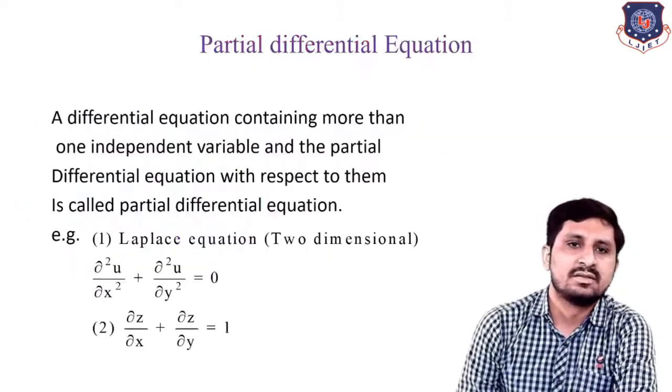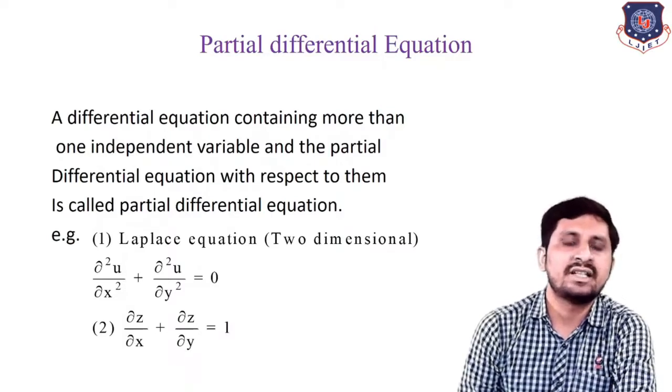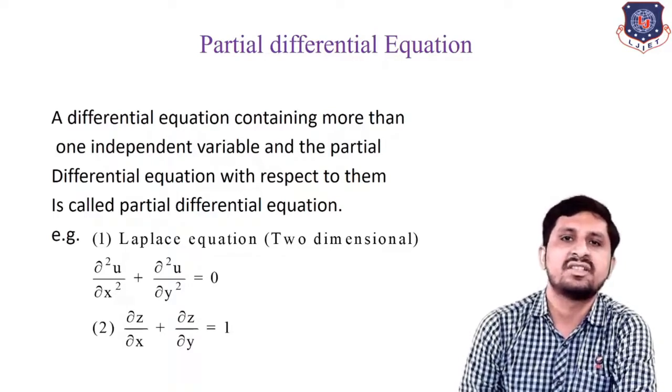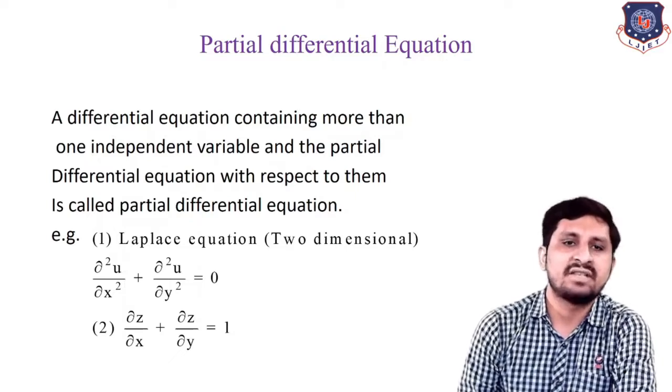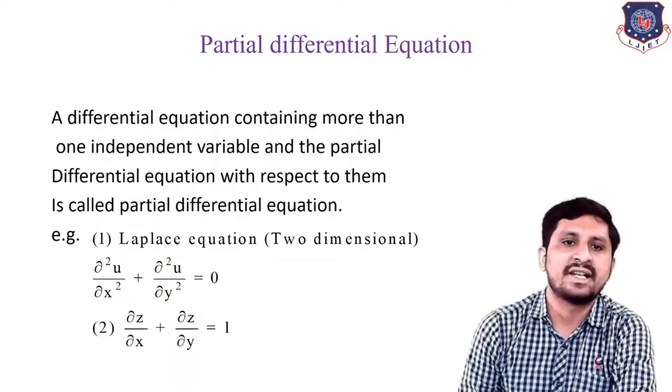So let's see. First, what is a partial differential equation? This is the definition: a differential equation containing more than one independent variable and the partial derivatives with respect to them is called a partial differential equation. So in a partial differential equation, we have more than one independent variable, for example 2 independent variables and 1 dependent variable.